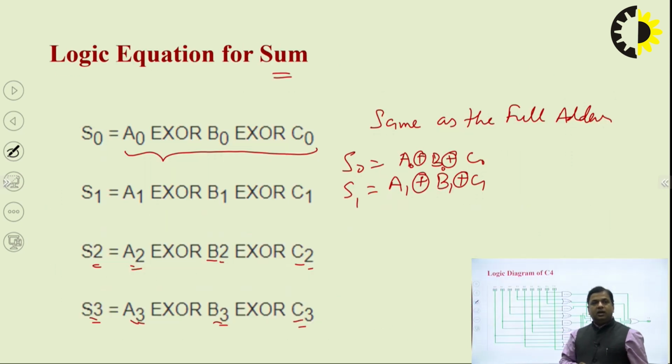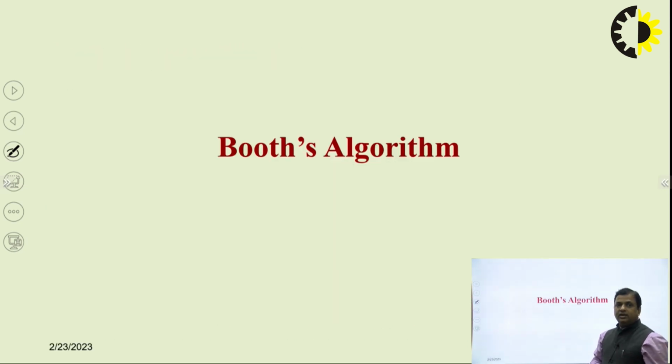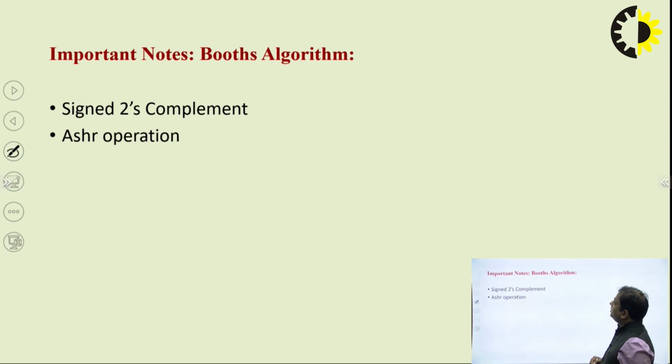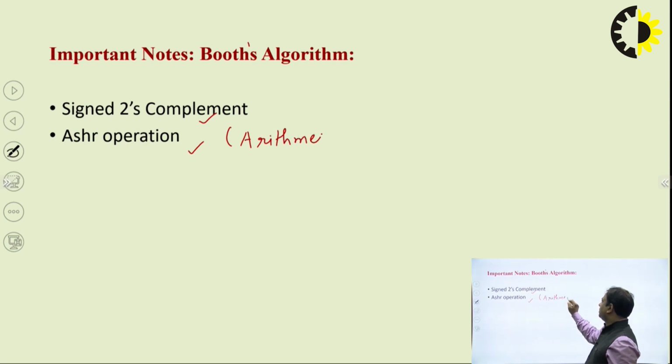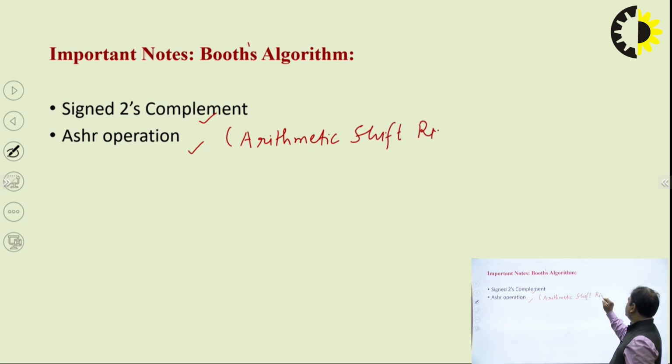Next, we move to the important topic that is always asked in the question paper, that is Booth's algorithm. By using Booth's algorithm, we multiply two numbers. To understand Booth's algorithm, first we should know two operations: the sign 2's complement, and second, the arithmetic shift right operation.